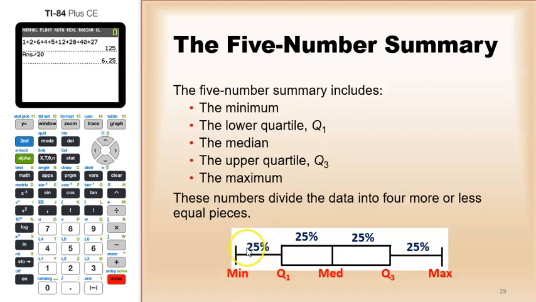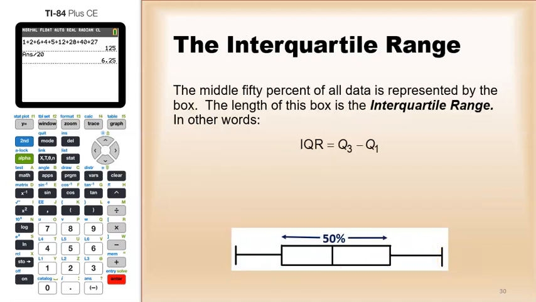So essentially 25% of the values are between the minimum and lower quartile, 25% are roughly between the lower quartile and the median, 25% are roughly between the median and the upper quartile, and 25% are roughly between the upper quartile and the maximum. The middle 50% of the data is represented by the box. And essentially the length of the box is the interquartile range.